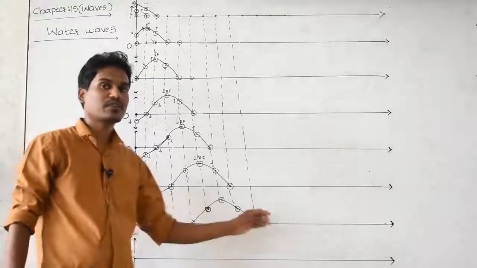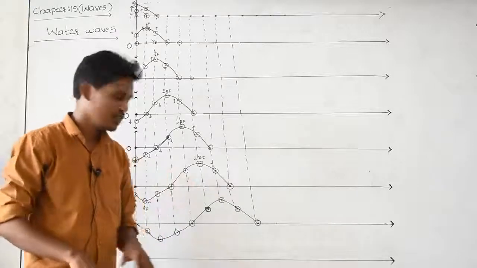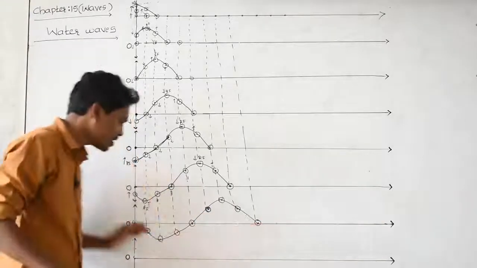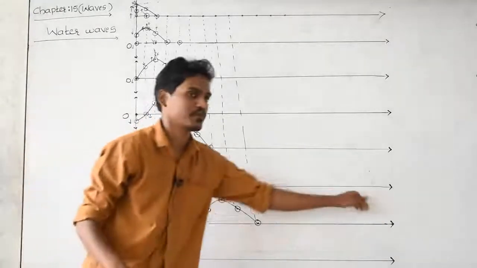All the particles of the medium are vibrating continuously about their mean position. Because of the vibration of all the particles of the medium, the disturbance wave is moving like this.